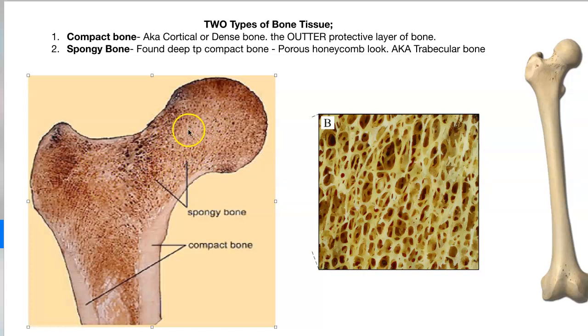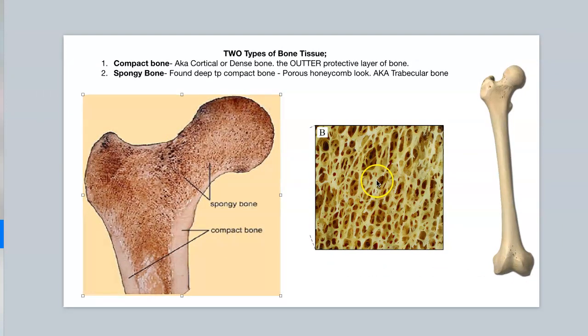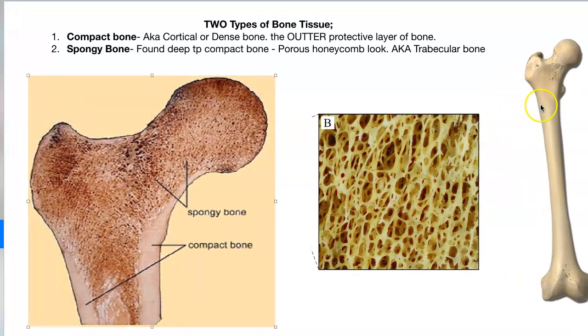So spongy bone, it's a porous honeycomb look. Here it is up close. This is spongy bone up close. They call it trabeculae bone. That's another name for it. So spongy bone, deep to the compact bone.